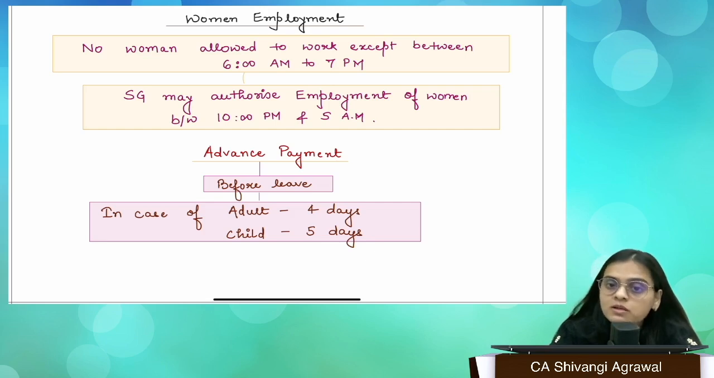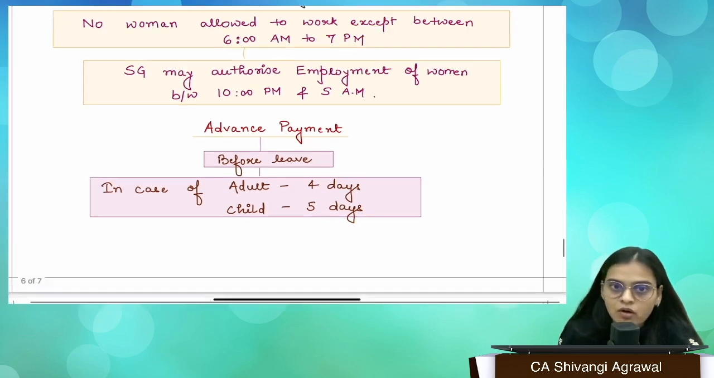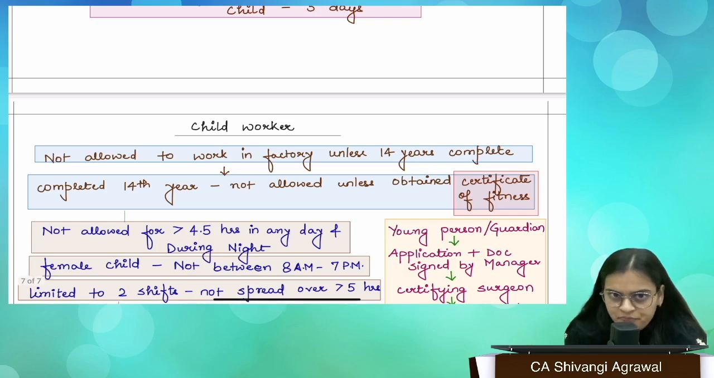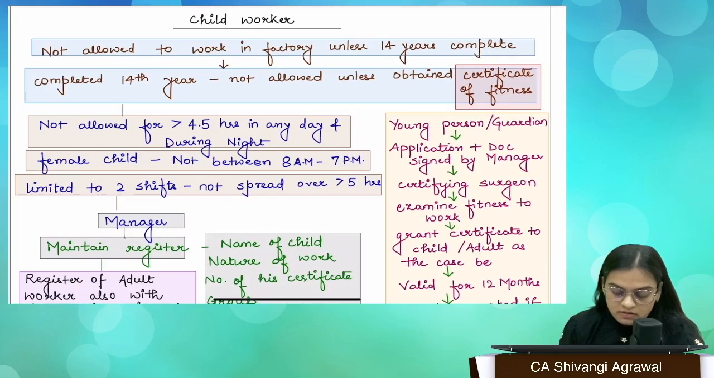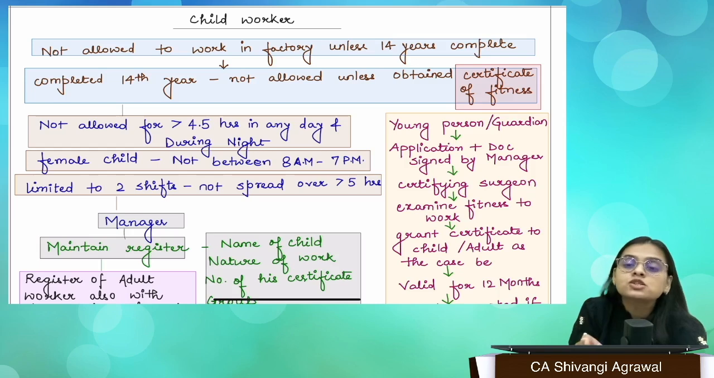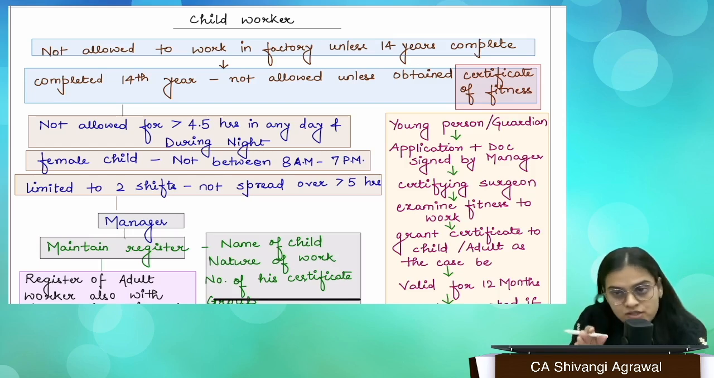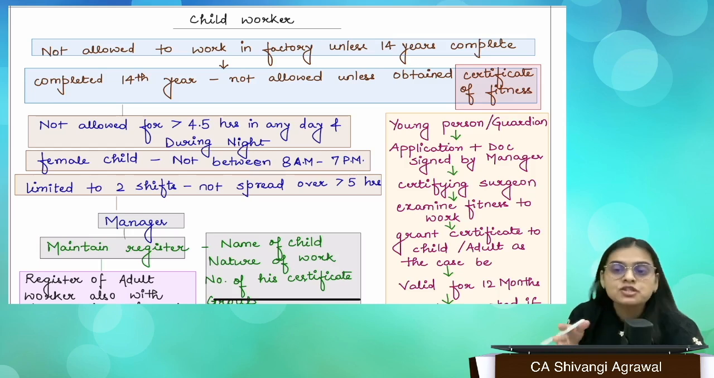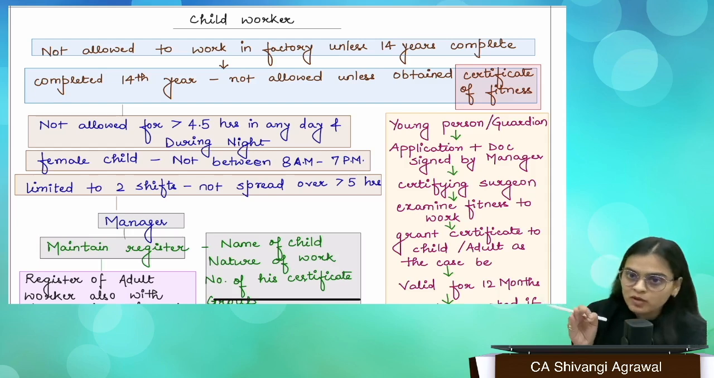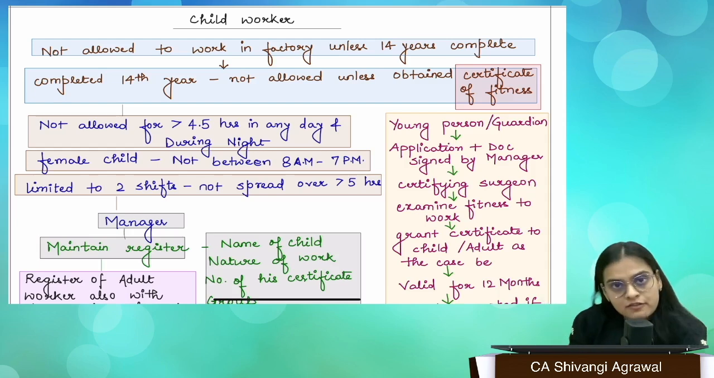I think it's very simple. Now, because I'm talking about leave, we have a lot to talk about leave. There is chapter 8, which talks entirely about annual leave, which is granted to the workers. Child worker, as I've already told you, if you are a child, then you're not allowed to work unless you complete 14 years of age. Once you've completed your 14th year, you're still a child, but you can work in the factory, right? Till you complete your 15th year, you will be called a child only, but you're working in the factory.